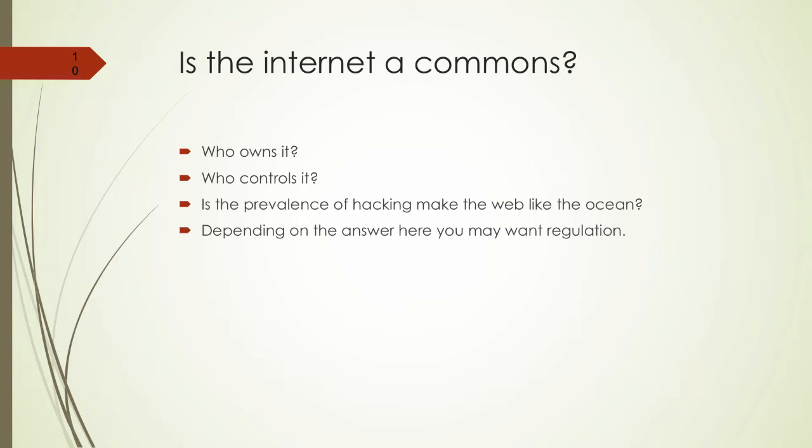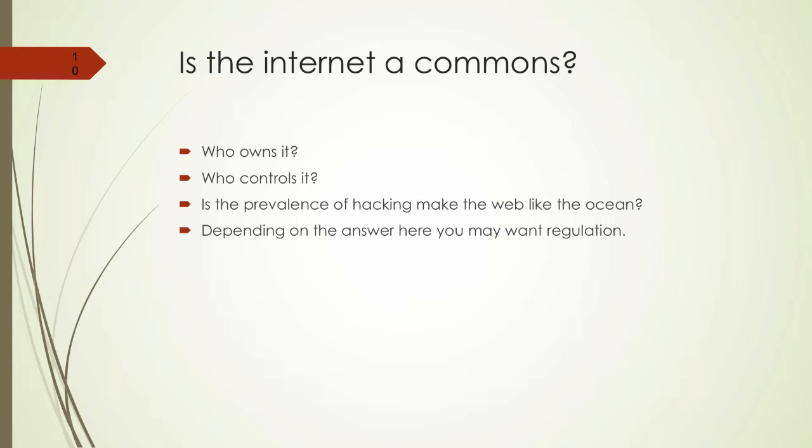I asked this question: does the prevalence of hacking make the web like the ocean? We talk about the ocean as being common property because nobody owns it. Unfortunately, that means that people overuse it. Similar to the grazing example, people overfish the oceans because if you don't get the fish out of the ocean, somebody else will come along and take it. And there's no governing body to say, hey, the oceans need to be protected and we can't have people overfishing it.